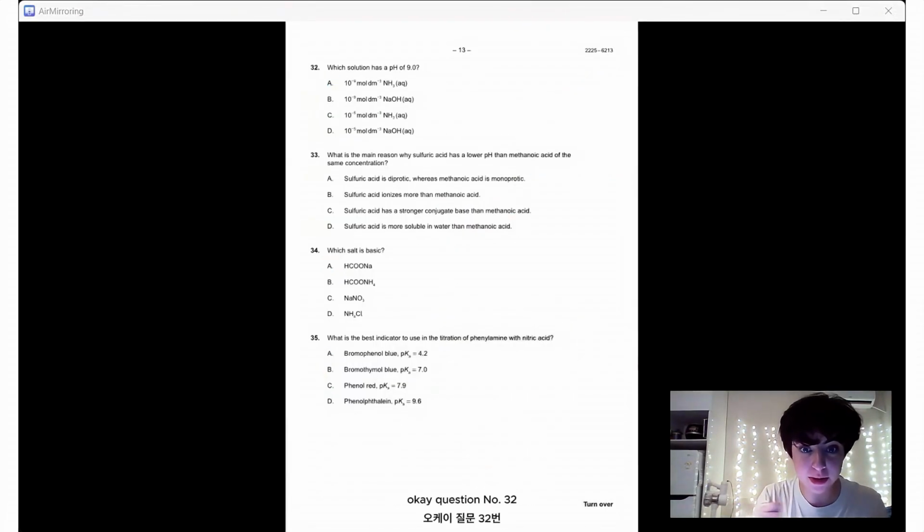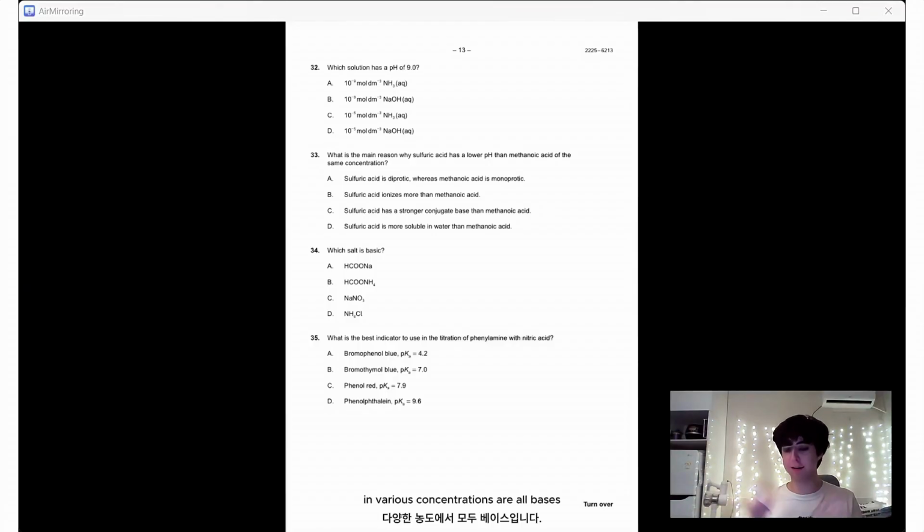Okay, question number 32. This one is which solution has a pH of 9? Normally there'd be some acid options as distractors, because obviously a pH above 7 is going to be something that is basic. Our options of NH3 and NaOH in various concentrations are all bases, so that doesn't help us very much. However, NaOH is a strong base, so we can tell directly what the concentration is to pH without any other calculations because it completely dissociates. Meanwhile, A and C have NH3. That's ammonia, a classic weak base.